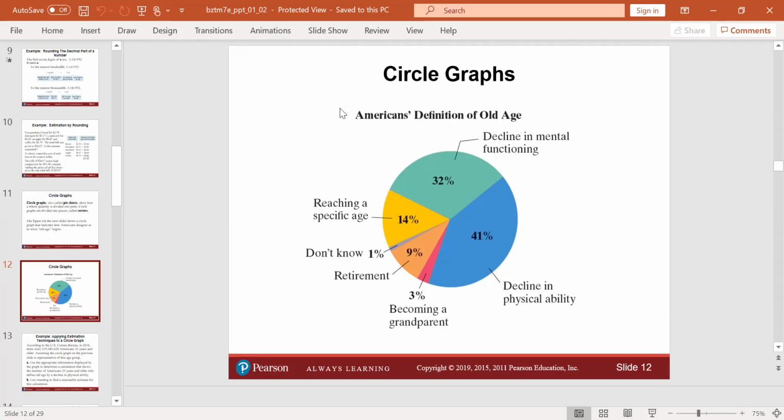So this is actually kind of an interesting one. Let's say 200 people were surveyed and asked, what is your definition of old age? How would you define old age?